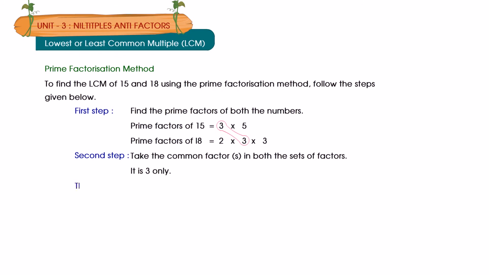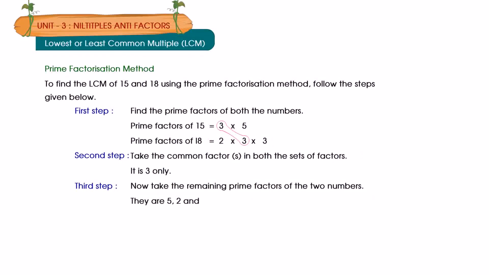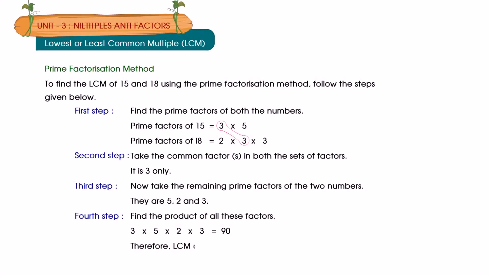Third step. Now take the remaining prime factors of the two numbers. They are 5, 2 and 3. Fourth step. Find the product of all these factors. 3 into 5 into 2 into 3 is equal to 90. Therefore, least common multiple of 15 and 18 is 90.